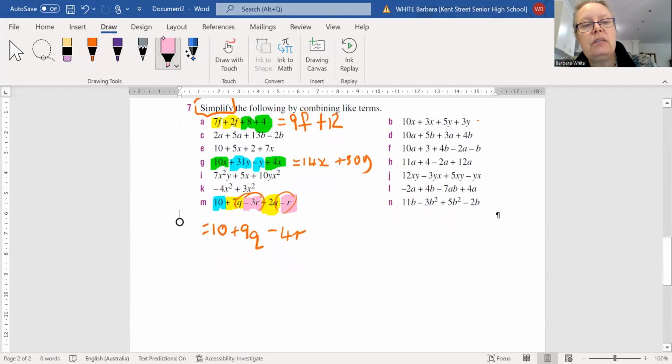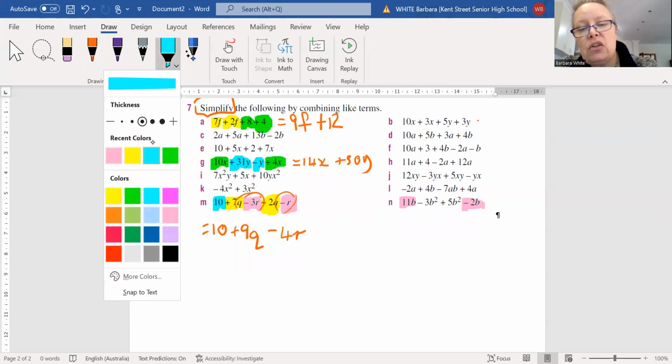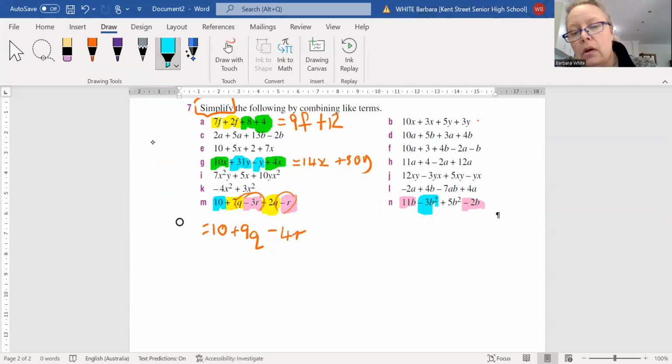Let's try the last one just to be sure. 11b. Now, b squared is not the same as b. b times b does not have the same value as just plain old b. So the b's are going to be in pink. The b squareds are going to be in blue. And then I'm going to count them up. 11b, take away 2b, that's 9b. Minus 3b squared plus 5, so minus 3 plus 5, that gives me 2b squared. And that is the simplified version.